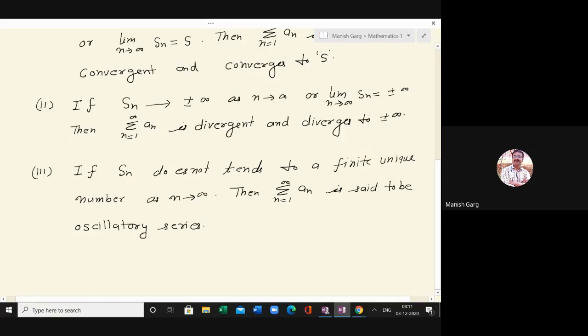One more point I want to tell you: all the tests which I told you on the sequence cannot be applied to the infinite series, and all the tests which I shall tell you on the infinite series cannot be applied on the sequence.